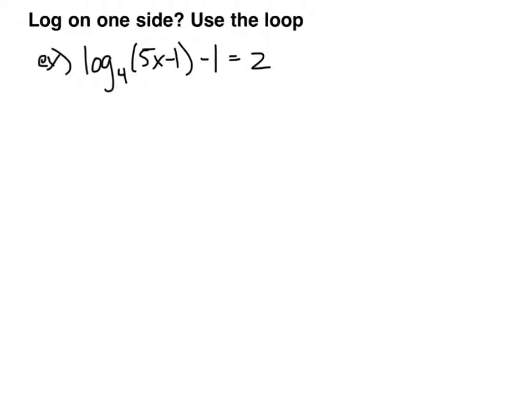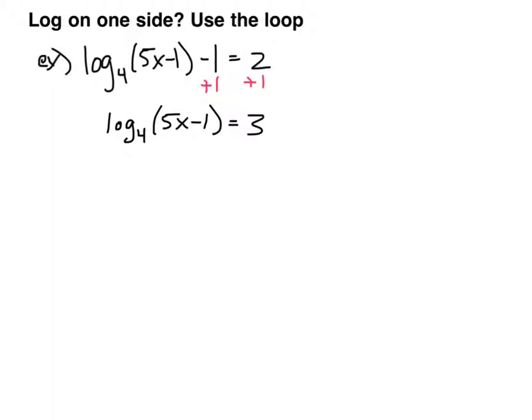Now, if you don't have two logs set equal to each other with the same base, like here we have just one log, well then we're going to have to use the same rules as we did for the exponential. We can't solve if we're taking the log of a variable, so we're going to have to rewrite this one as an exponential. It's all of the same steps. Just like getting the exponential by itself, our first step is to get the log by itself. So I'm going to add 1 to both sides first. So I've got log base 4 of 5x minus 1 is equal to 3.